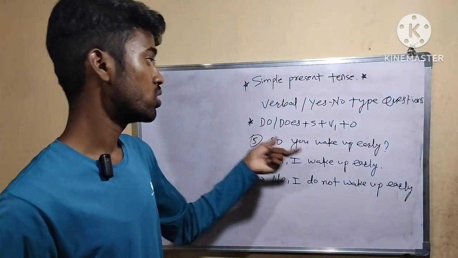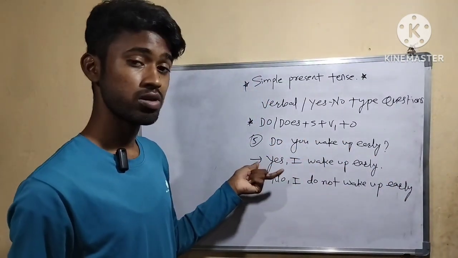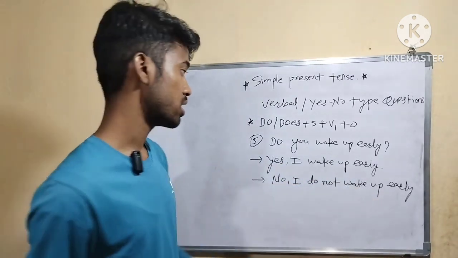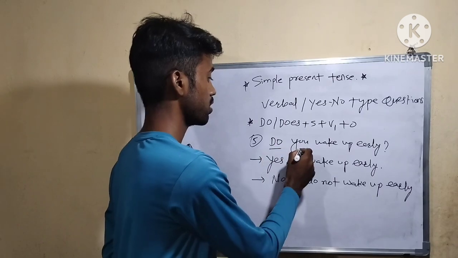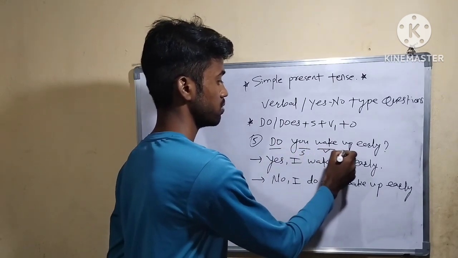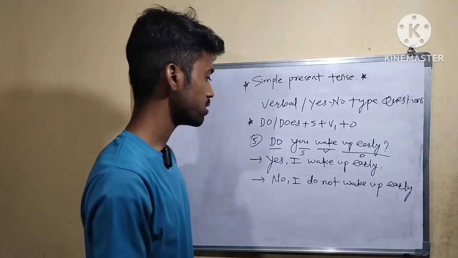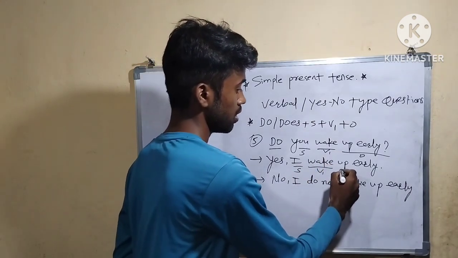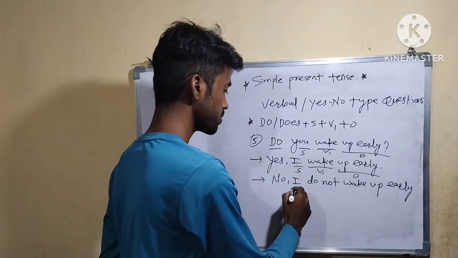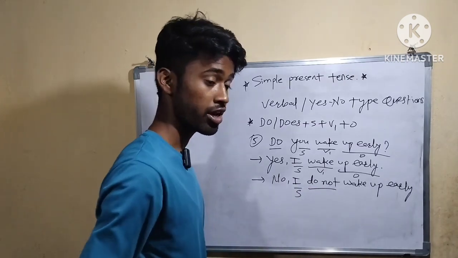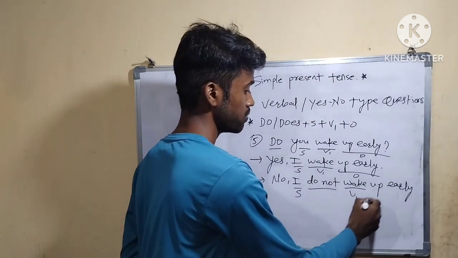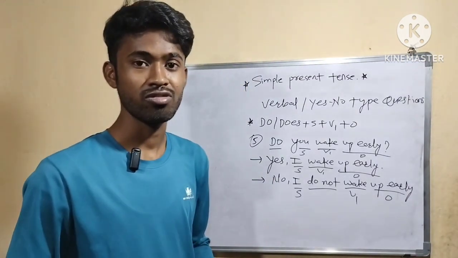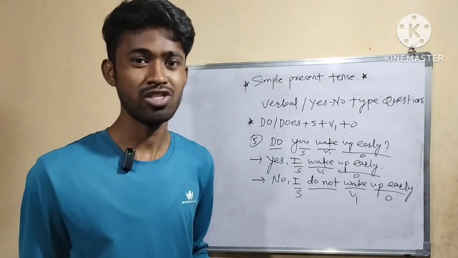So what is the question? Do you wake up early? The positive answer: yes, I wake up early. No, I do not wake up early. Here this is the question: this is the subject, this is the verb, and this part is the object. Here this is the subject, this is the verb first form, and this is the object. Here this is the subject, this is the negative, this is the first form of the verb, and this is the object. If you understood up to this, the next part is very easy.